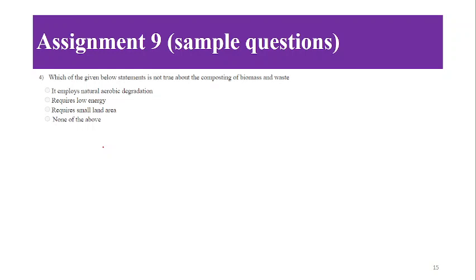Next question. Which of the given below statements is not true about the composting of biomass and waste? So the options are given here. So first is it employs natural aerobic degradation. This is true about composting. Next, it requires low energy. Yes, it requires low energy. It requires small land area. This is incorrect. This is not true about composting. So this option here is the incorrect one, or you can say it is not true about composting. So this option here is the answer.